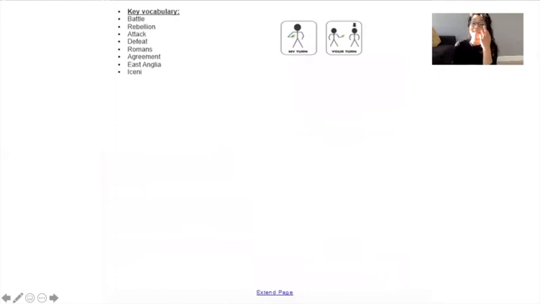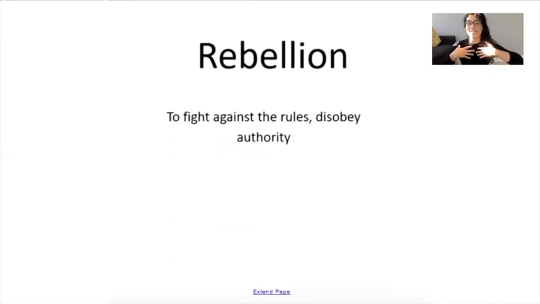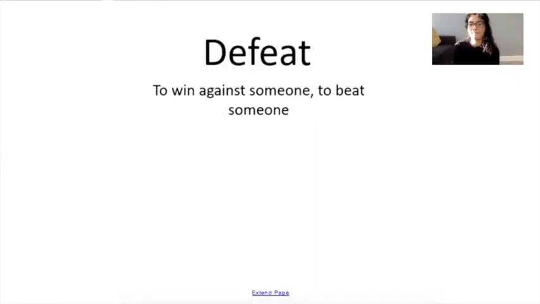Now, some key vocabulary that is in our text map is the following, and we will go through them now. My turn, your turn. Battle. A battle is a fight between two groups, or it means to fight or struggle against. Rebellion. That means to fight against the rules, to disobey authority. Attack. When you hurt someone or you cause harm. Defeat. That is to win against someone or to beat someone.